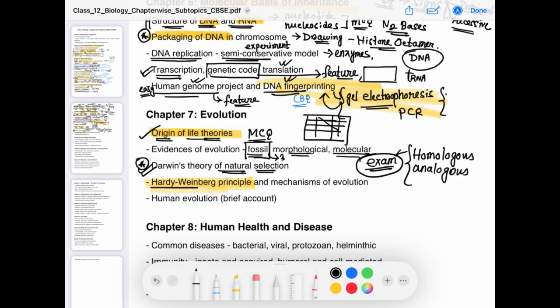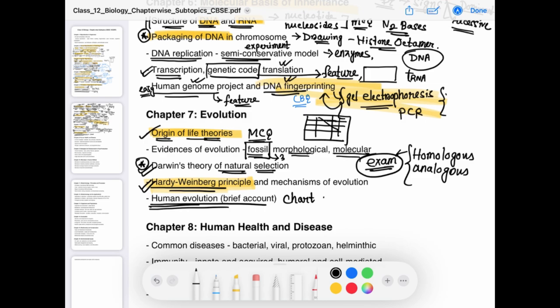And next is the Hardy-Weinberg principle. You have to memorize the principle properly, and from here small mathematical problems can also come. Next, at last, is human evolution. From human evolution, the different names of previous human beings you have to remember: Ramapithecus, Australopithecus, and their characteristics. And then there are characteristics of Neanderthal man, Java man, their cranial capacity. You can make a chart again here, and you can memorize that easily.